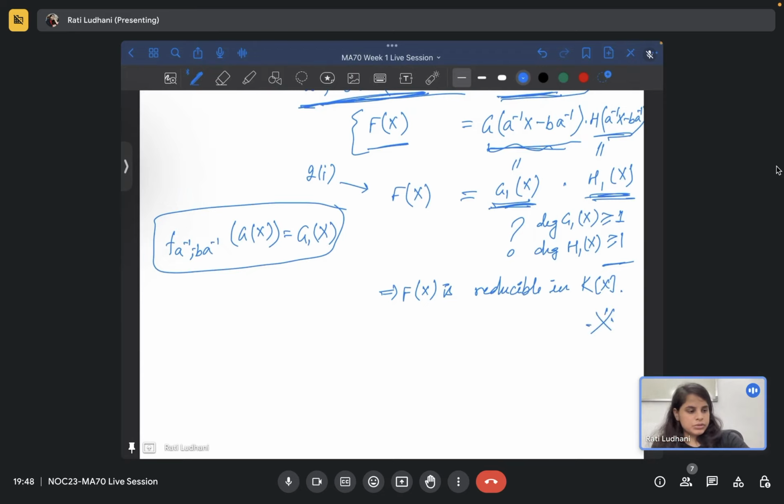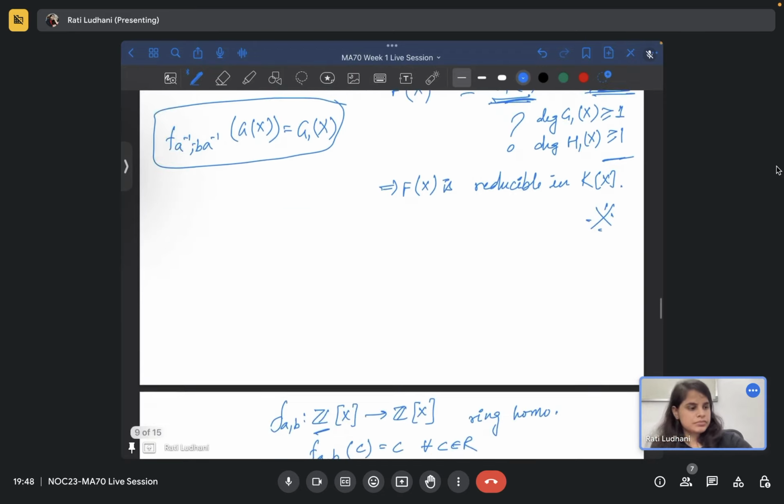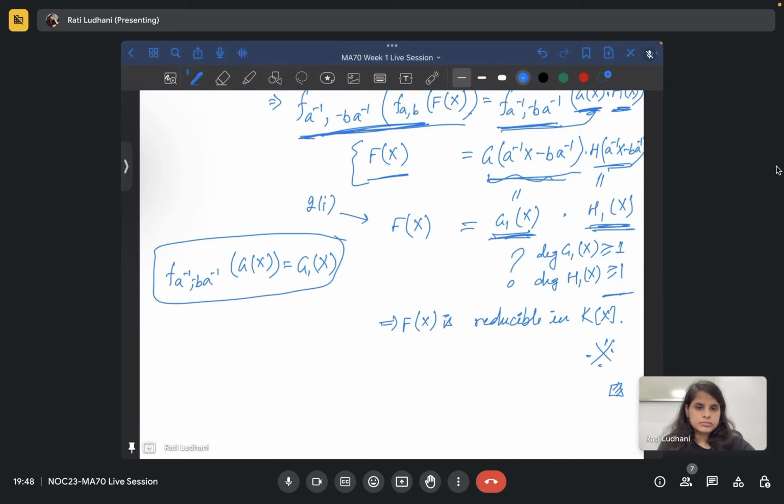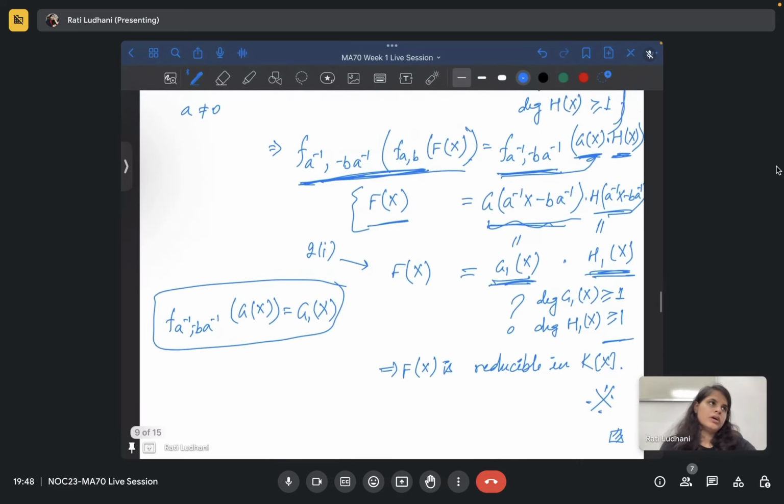Okay, so I hope this is clear. If not, just let me know, I can explain again. Okay, so let's see. If it is not an isomorphism and just a surjective map, will this proof work? Just a surjective map. Okay.